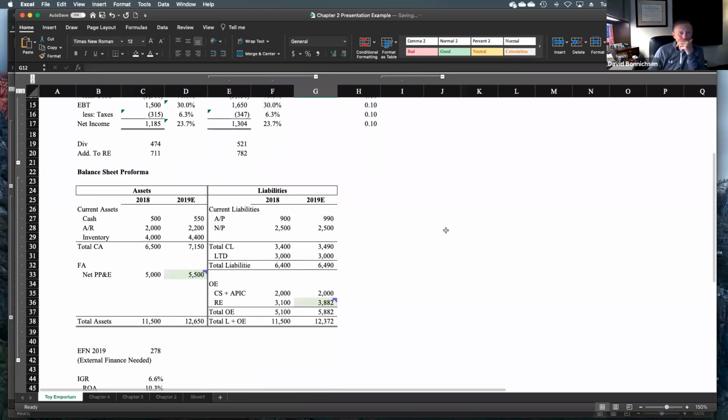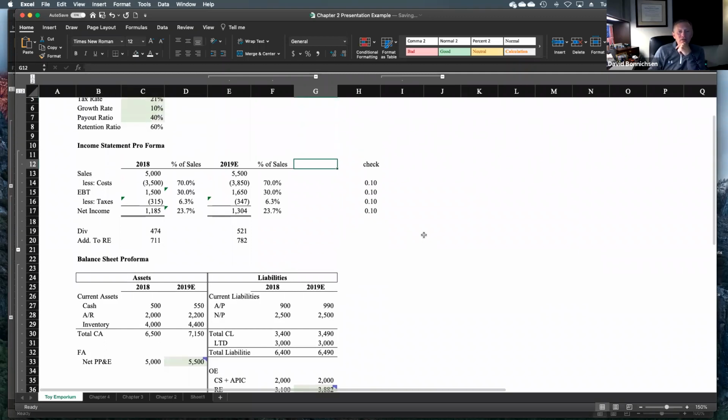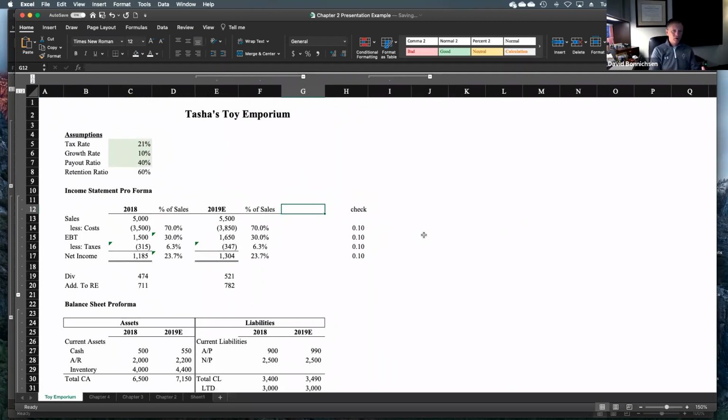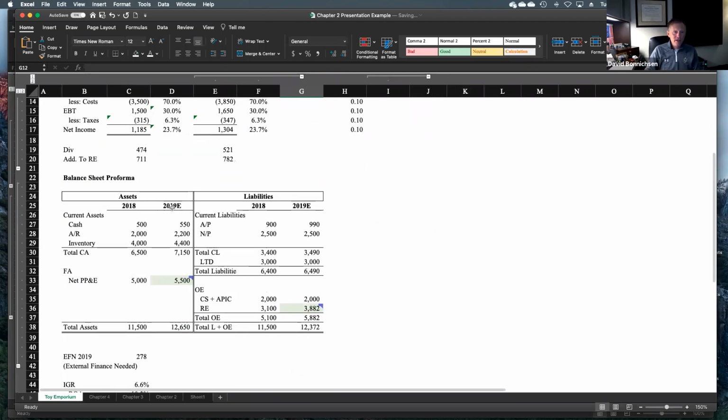All right, now we move to the balance sheet. Okay, and we said that everything on the left-hand side of the balance sheet is going to vary as a percentage of sales. So if sales growth is 10%, then everything in our pro forma estimate for 2019 needs to vary by the same growth rate. So cash went up by 10%, AR went up by 10%, inventory went up by 10%, PP&E went up by 10%. Okay, so therefore our total assets went up by 10%.